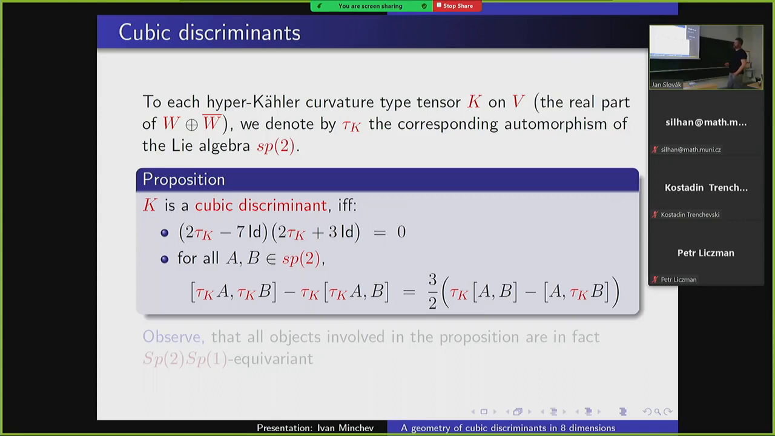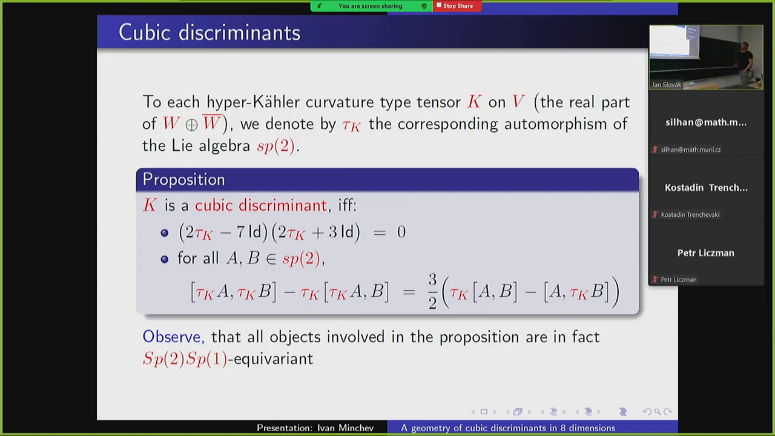And the second shows how this automorphism is related to the Lie algebra brackets in SP2. This second formula, which was much messier before, can be understood in this way: how the automorphism is related to the Lie algebra bracket. One important consequence of this proposition is that all the conditions involved in describing the cubic discriminants don't use the almost complex structures J1, J2, and J3. So V is an SP2 representation, so we have these three complex structures there, but we don't use them.